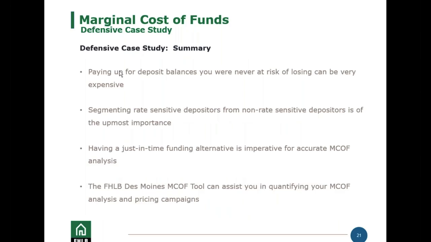Now, in summary, when evaluating the cost of retaining existing deposit balances and defending your turf, paying up for deposit balances that you were never at risk of losing can be very, very expensive. You need to quantify your pricing decisions on a marginal basis. To mitigate this risk, actively segmenting your deposit base between rate sensitive and non-rate sensitive can be very beneficial as rates rise and depositors seek higher returns either from you or from another provider. Having just-in-time access to wholesale funding is also imperative to manage your institution's liability costs.